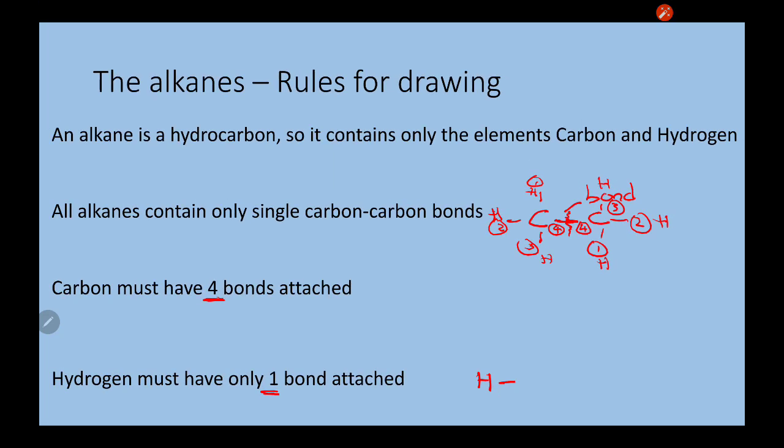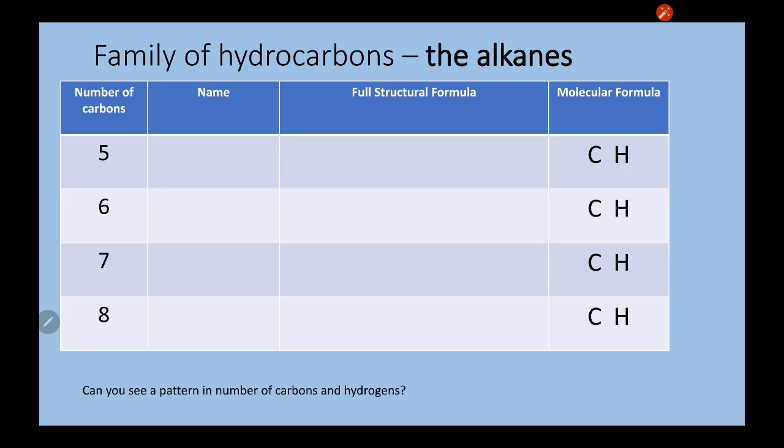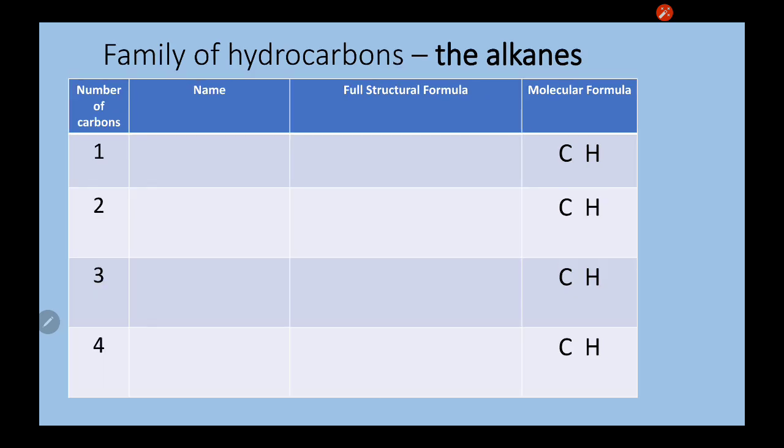Okay, let's have a look at our family of hydrocarbons called the alkanes then. So pause the video for a minute. You should be able to fill in the second column, the name column here, based on the number of carbons. That was covered in the last video. So take some time just now, pause the video and fill that in for me. And there's going to be another one with the 5, 6, 7, 8. I'm going to pause the video just now and I will fill that in as well.